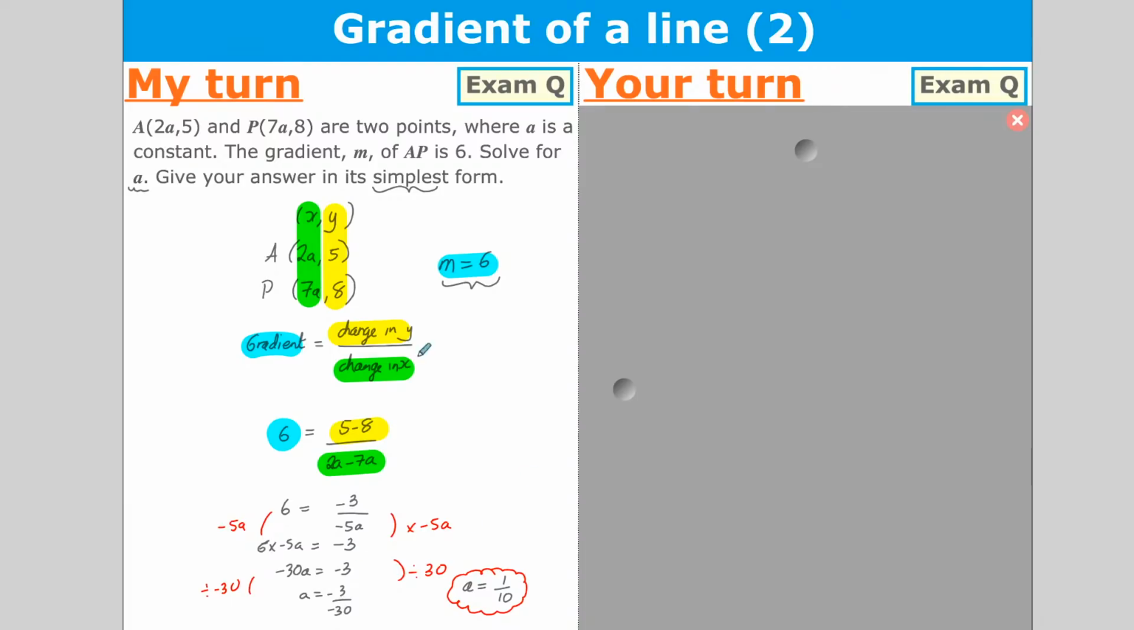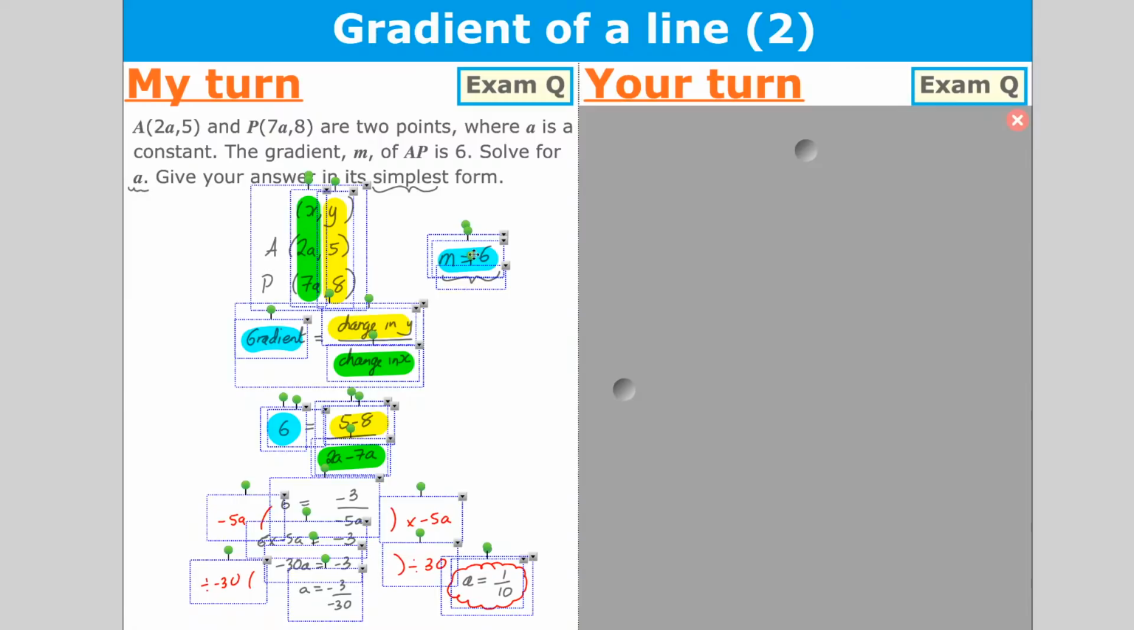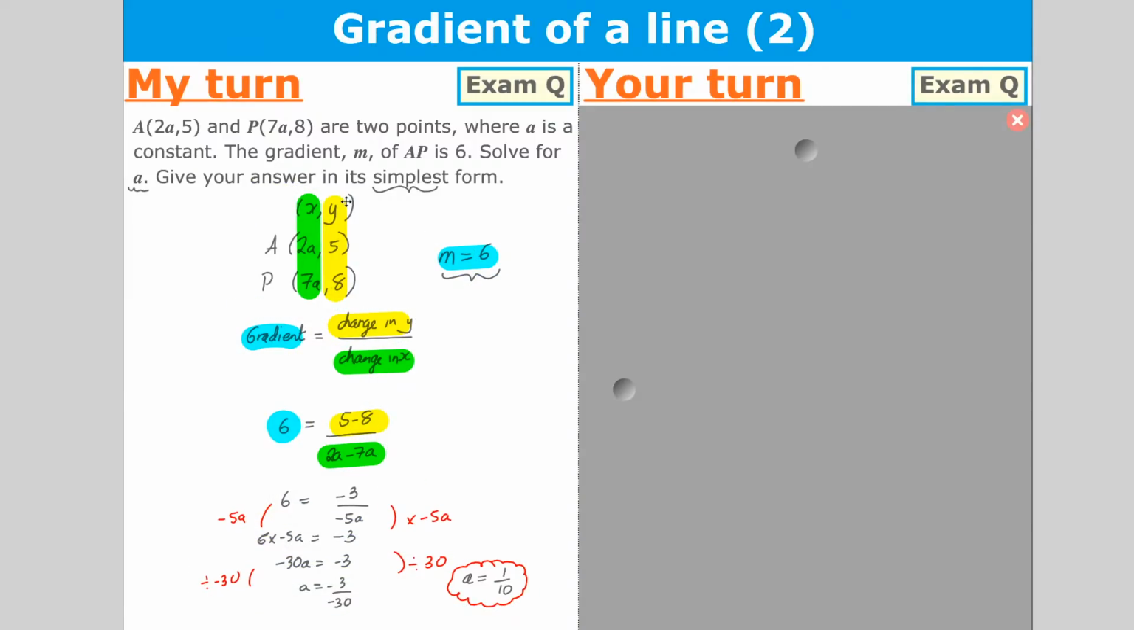So hopefully that helped. A little bit different question because you were given the numerical value of the gradient here. M was 6. In the last one we were told to work out m, so a bit more tricky. Let's see if you guys can do all by yourself now. Here you go.